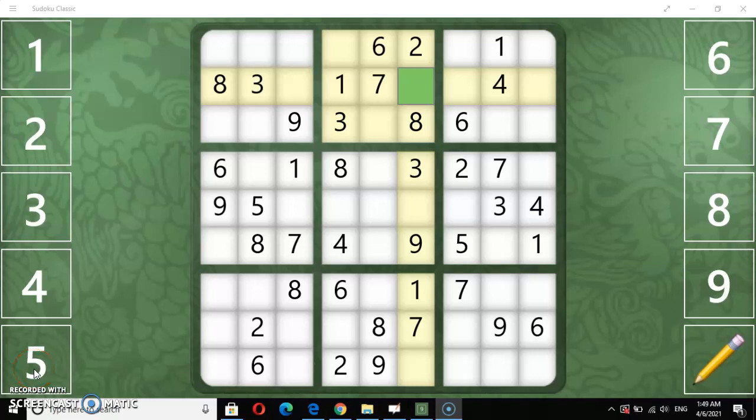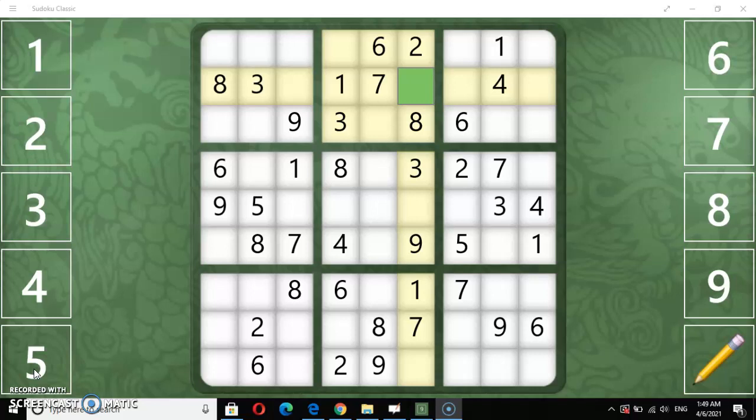Guys, I'm going to solve this sudoku. Here are some tips that I'm going to discuss here. Here are 9 cells, and here are the columns and rows. There are 9 columns, 9 rows, and each block has 9 cells. So how are we going to solve it?